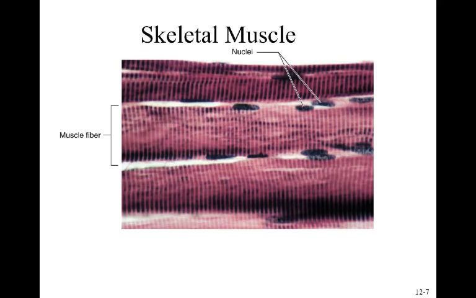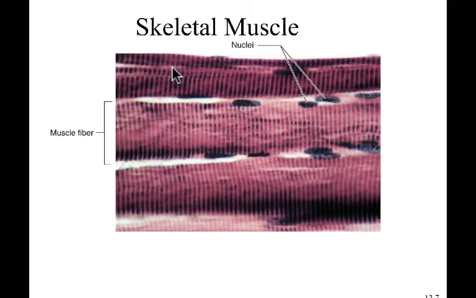Hello everyone. Let's start chapter 12, and that is about muscle. As you know, we have three different types of muscles: skeletal muscle, cardiac muscle, and smooth muscle. In this chapter, we're going to focus on the skeletal muscle and smooth muscle, and we're going to talk about cardiac muscle in the next chapter.